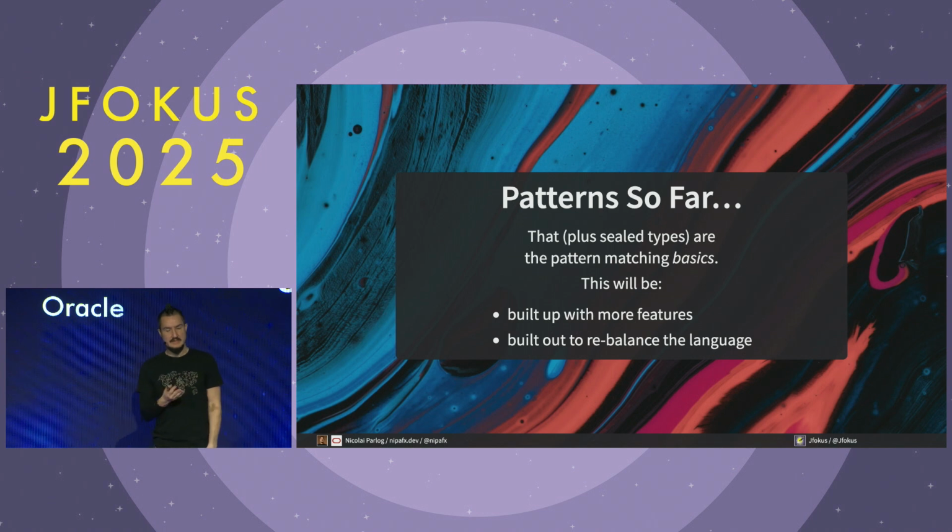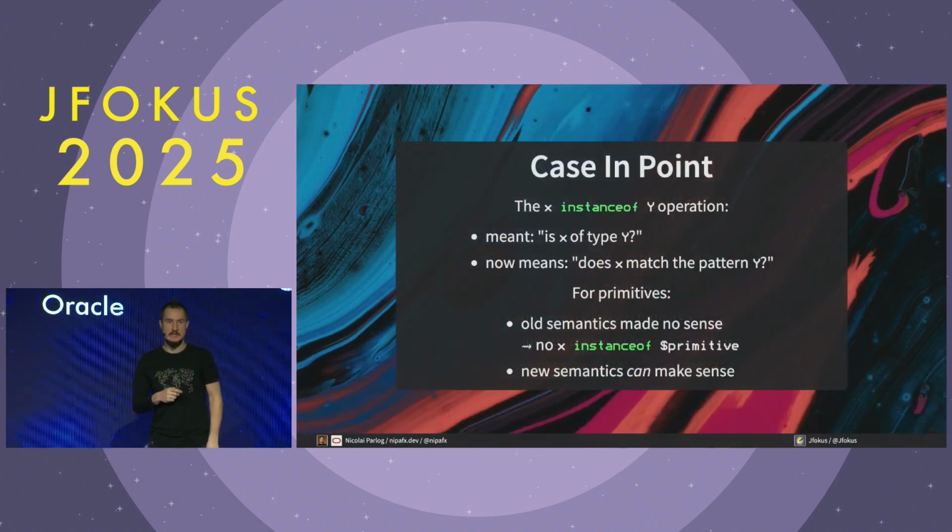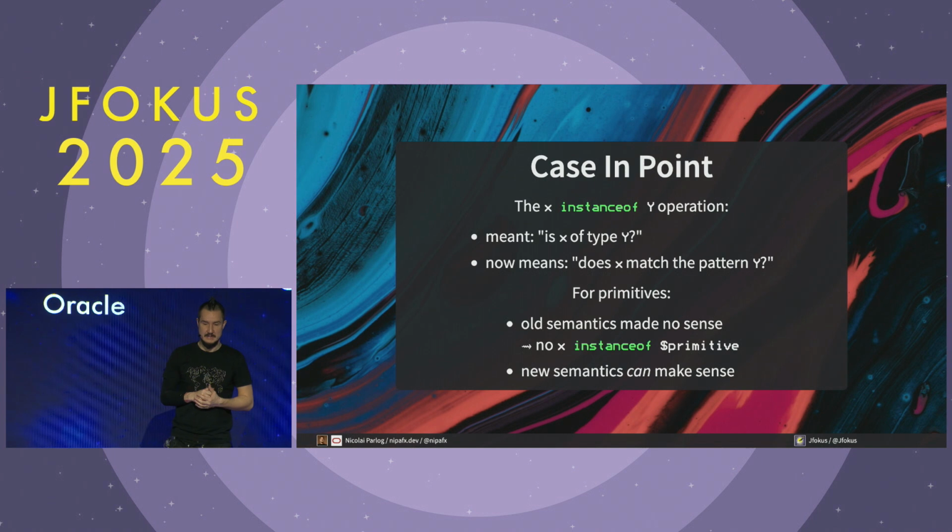And I would say that this plus the sealed types are what I call the pattern matching basics. This is what you need to start using pattern matching in earnest. You got all the features that you need to make this work, and I've done this in various internal projects. I'm having a lot of fun with that, so it's really cool. I can only recommend to look into that. And now it will be built up with more features, but it will also be built out to rebalance the language. And this is where primitive patterns come in.